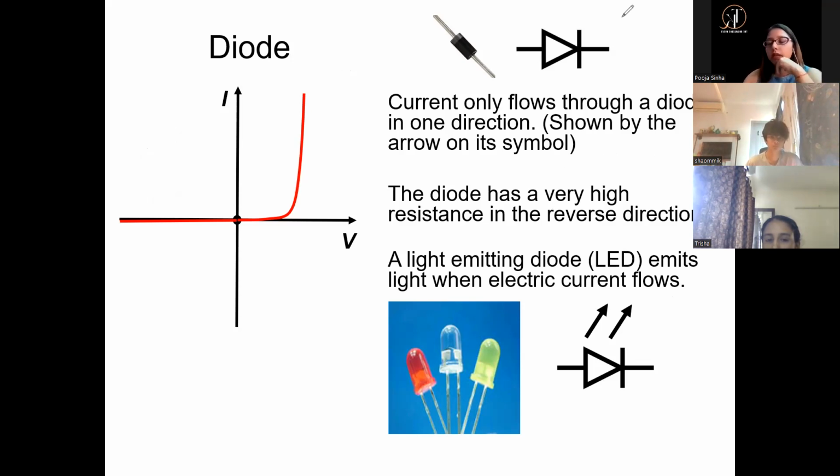Understood? And what are LEDs? They are light emitting diodes, and they also function the same way. Because they are light emitting, you show that with an arrow on the symbol. Clear?